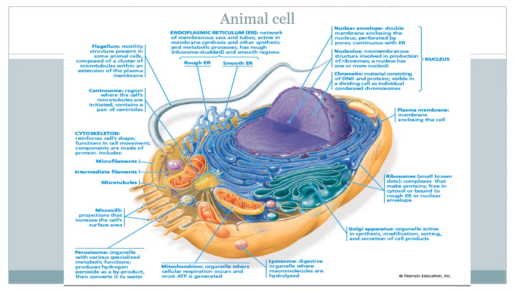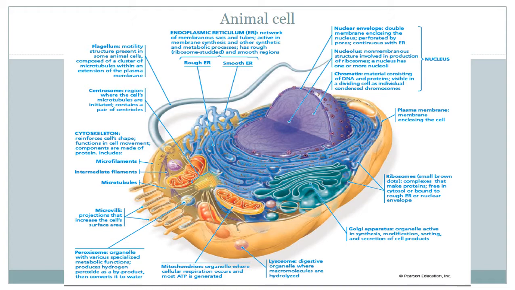You get this flagellum which is found in some animal cells and formed of microtubules, and an extension of the plasma membrane. And you have the endoplasmic reticulum, a network of membranous sacs and tubes, active in membrane synthesis and other synthetic and metabolic processes. So rough and smooth regions are present here, and we'll see about all that in detail.